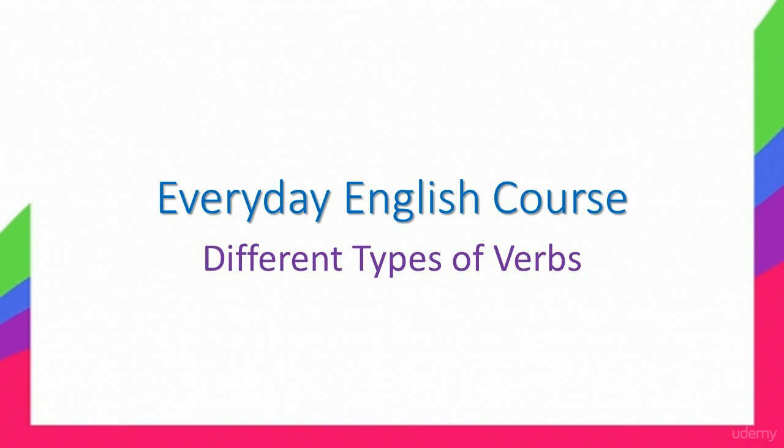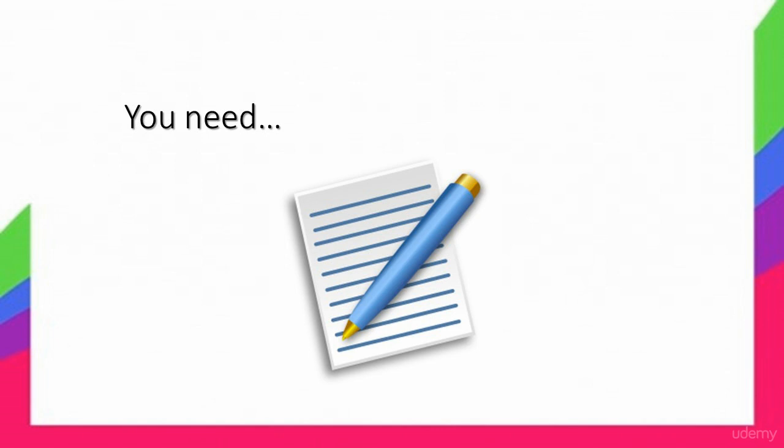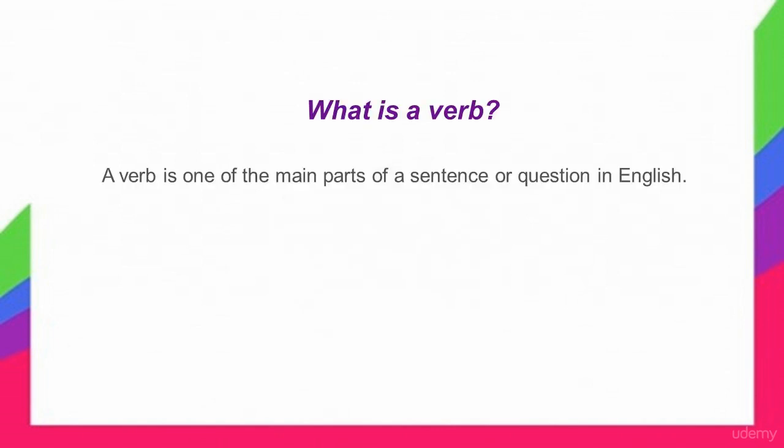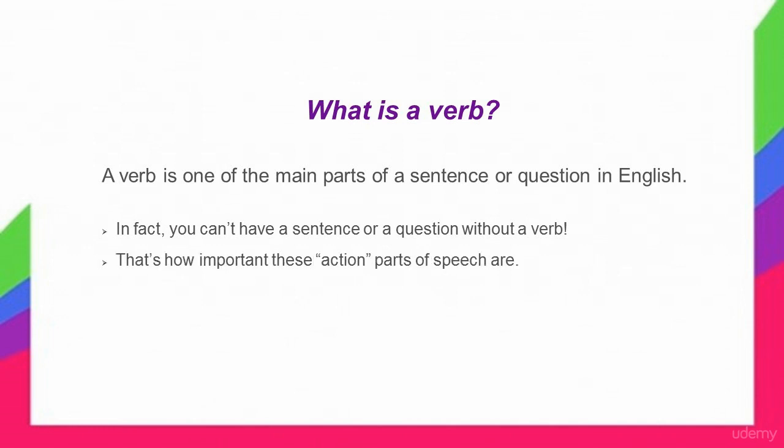Hi there! Today I'm going to teach you about different types of verbs. So what is a verb? A verb is one of the main parts of a sentence or question in English. In fact, you can't have a sentence or a question without a verb. That's how important these action parts of speech are.